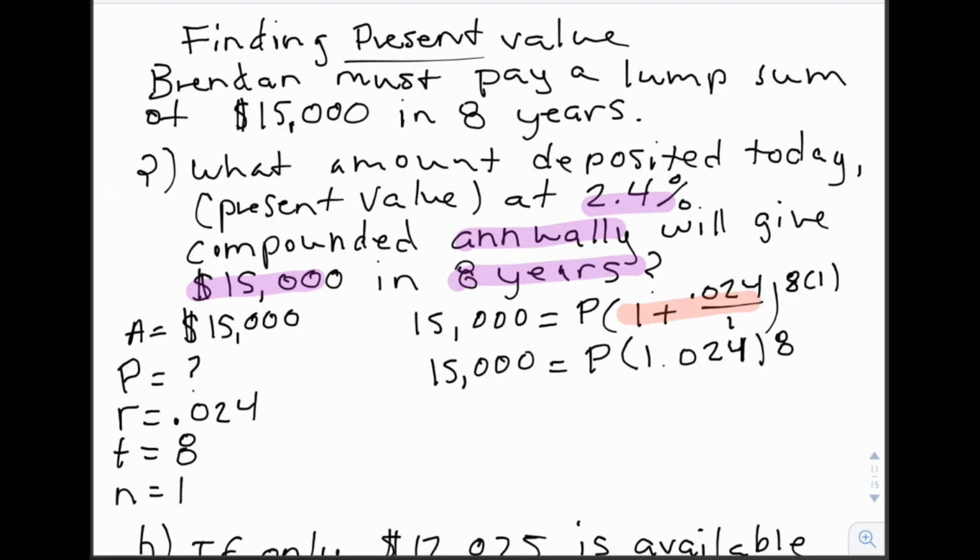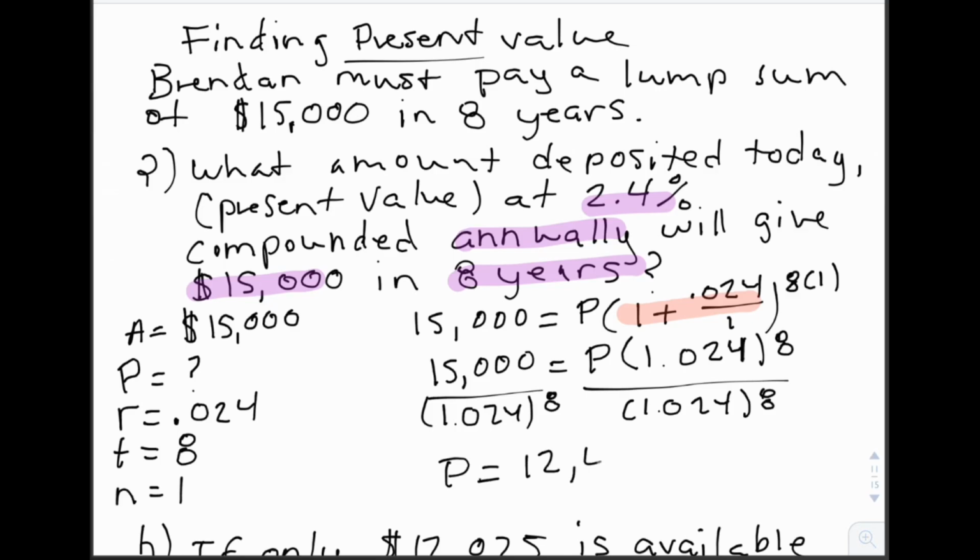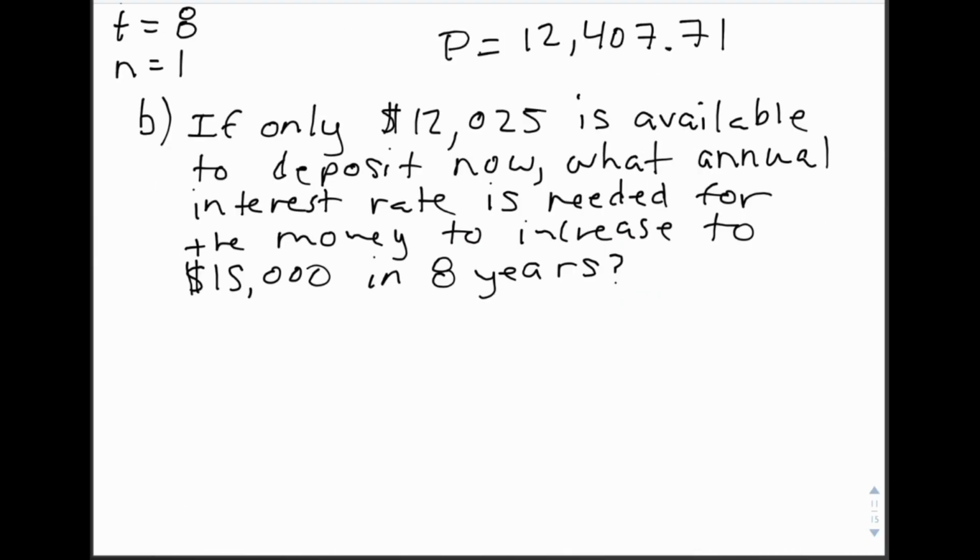So we can take that value, 1.024 raised to the 8, and divide it onto our left-hand side in order to find our P. And that should get us a present value, or amount that we need to deposit, of $12,407.71. So we can move on to part B here.